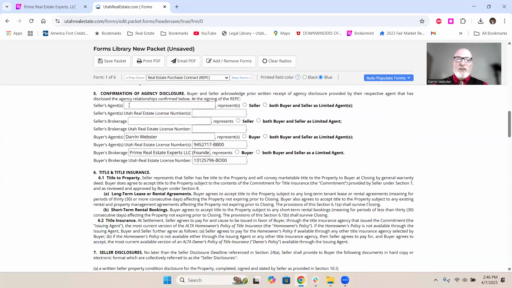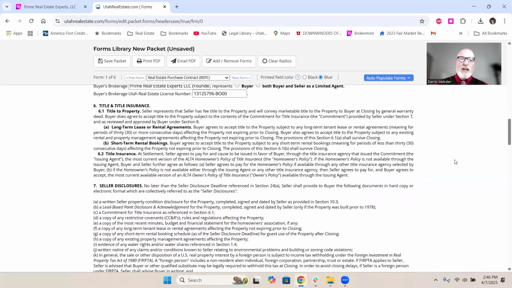Okay, confirmation of agency: agent's name, license number, brokerage license number, and whether or not they represent the seller, of course. This becomes an issue if you're doing limited agency and you're representing both buyer and seller. You need to mark that you represent both. It can also be that the listing agent is from Prime Real Estate Experts and you represent the buyer, then you'd have to mark that it's at the brokerage level that this limited agency situation comes about. Okay, title.